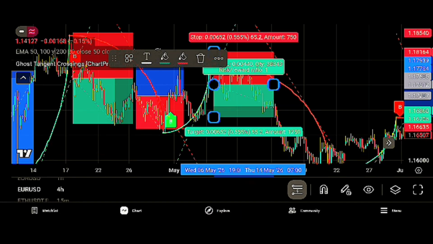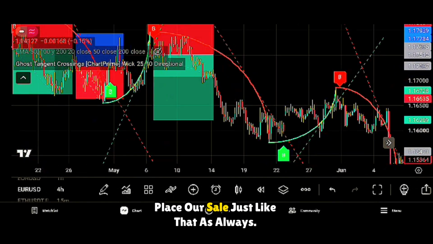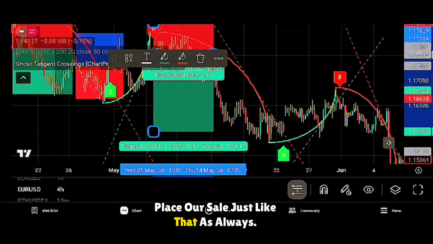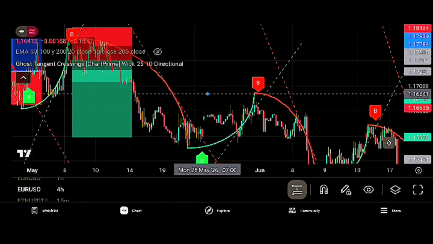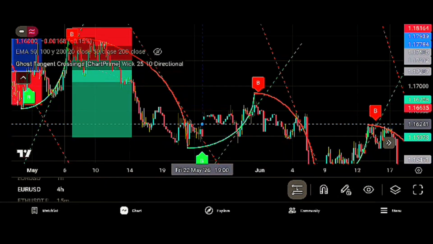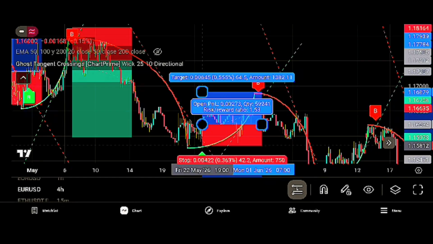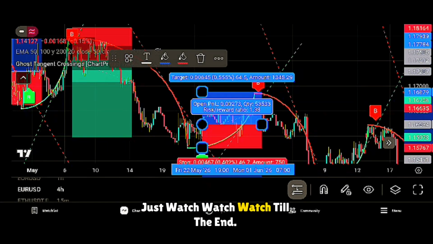There is a sell. Place our sell just like that. As always, we hit our buy. Just watch till the end.